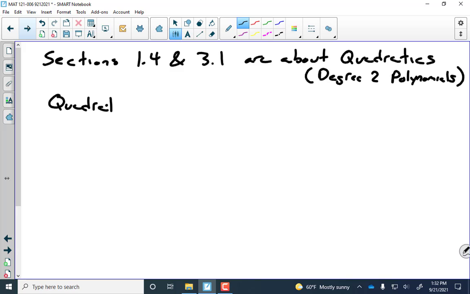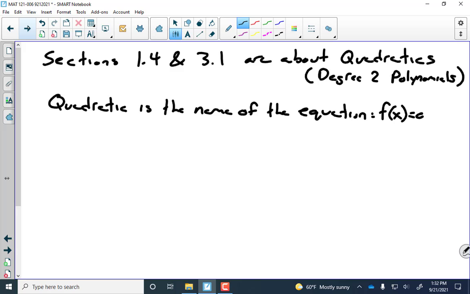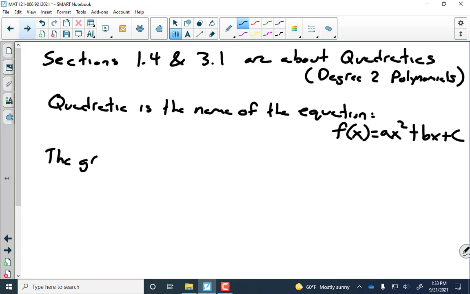A quadratic is the name of the equation. When you see the equation ax squared plus bx plus c, that's called a quadratic. The graph, and I've used this term before, but see if you remember, the graph is called a what? What do you call the graph of a quadratic? Anyone remember? It starts with P. Parabola. Yeah, it's called a parabola.